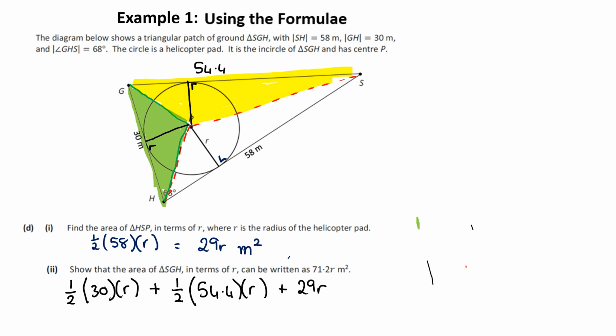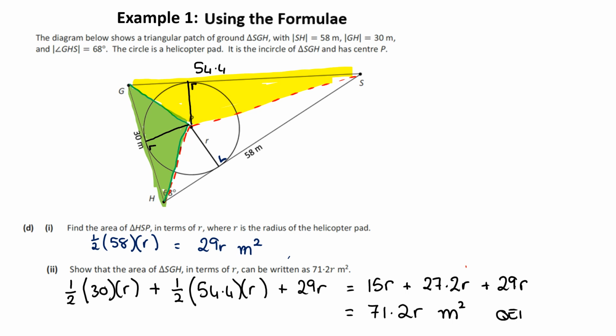So when you work those out, we get the first one half 30 OR, that gives us 15 OR, plus 27.2 OR, plus 29 OR, and adding those together gives us 71.2 OR meters squared, which is exactly what they wanted. So it's breaking that big triangle into three little triangles, and that part I was kind of leading you how we could do that.